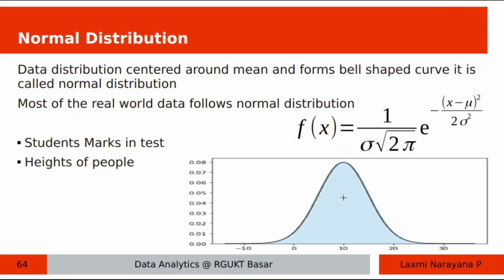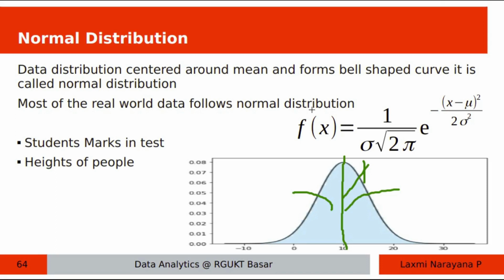But see here, data distribution centered around mean. This is the mean value. Data is equally distributed left and right from the mean. If the distribution centered around mean and forms bell-shaped curve, it is called as normal distribution. Most of the real-world data follows normal distribution.